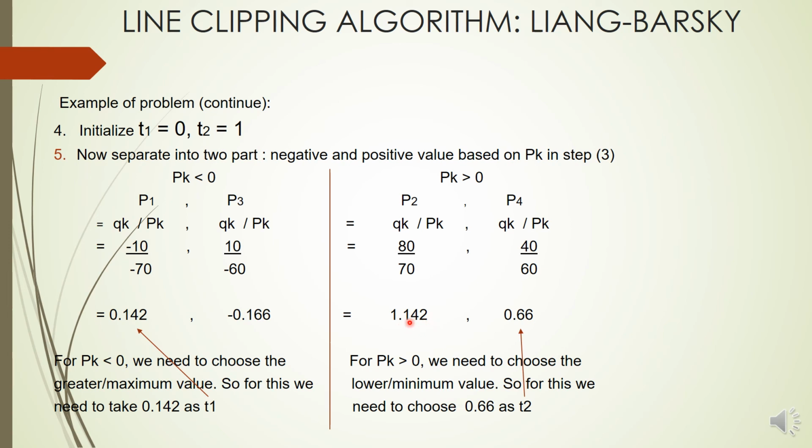For pk greater than 0, we need to choose the lower or minimum value. So you look at these two options, which value is minimum or lower than the other. Either 1.142 or 0.66, which one is lower? So 0.66 is the minimum value, and we choose 0.66 as T2. Now we have the value of T1 and also the value of T2. So let's see what happens in the next slide.